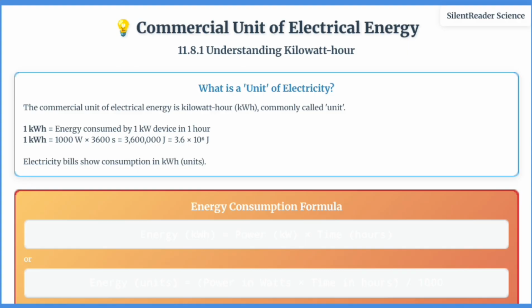Understanding your electricity bill helps in energy conservation. A typical bill shows current reading, previous reading, units consumed, rate per unit, fixed charges, taxes, and total amount payable. Being aware of energy consumption patterns can help reduce electricity bills and conserve energy.